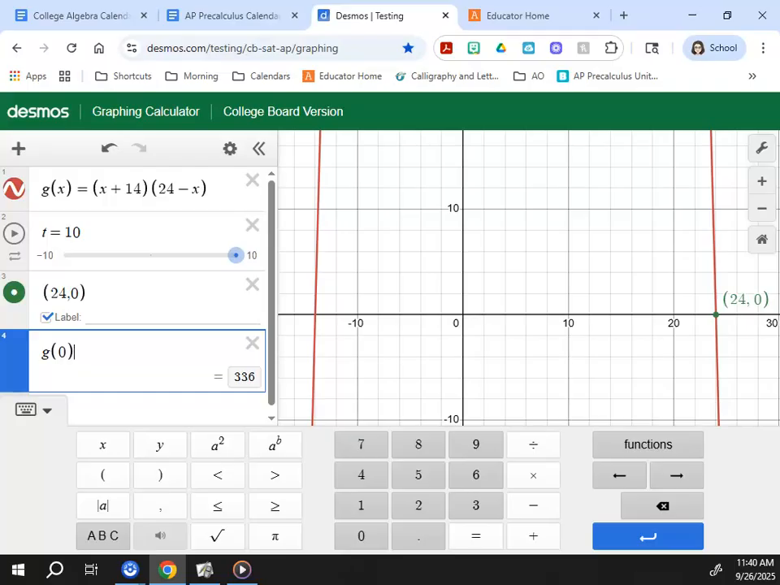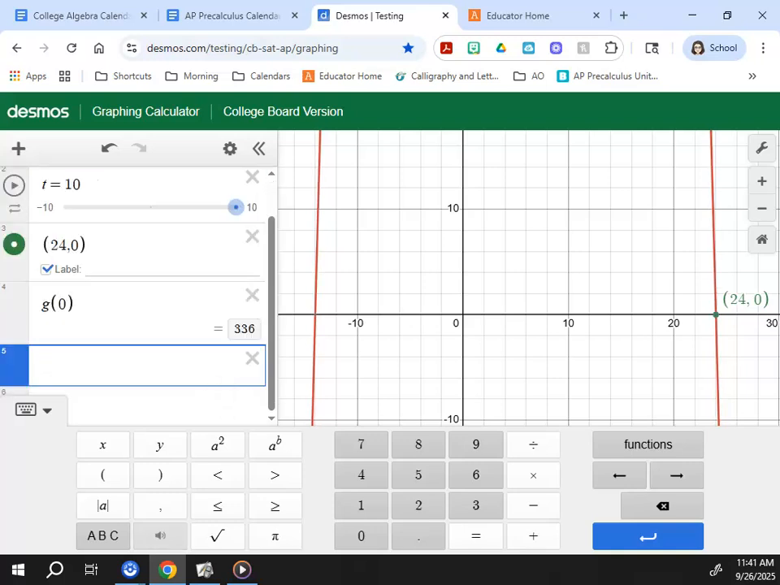So to recap, listen, if you have an additional variable, put the variable in there. It'll give you a slider. You can move the slider to manipulate your function to get to whatever you needed it to be for whatever the question is. Here, it only got me to 10, but it helped me figure out that's 24. Since g of x is defined as this function, when I want g of 0, it calculates it for me, and my answer is 336.